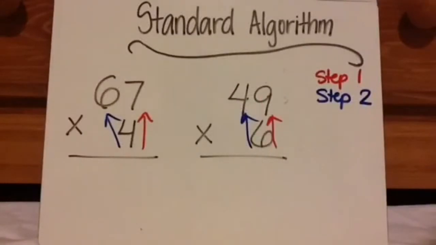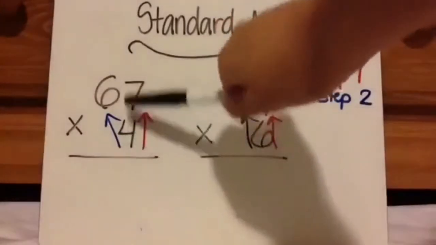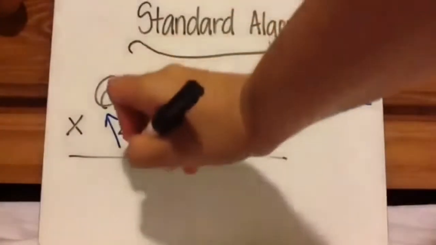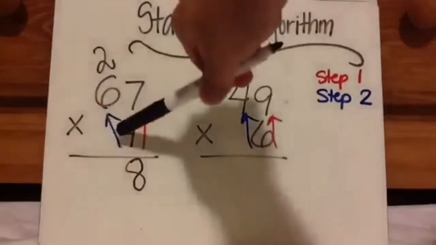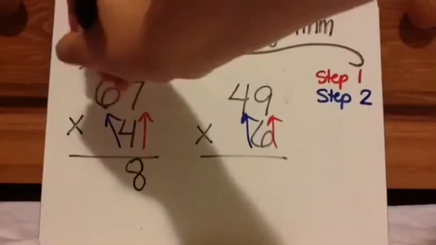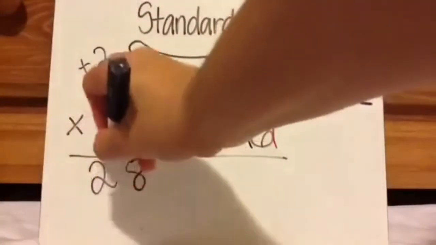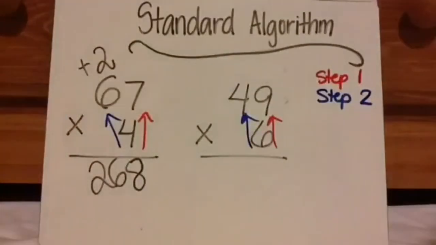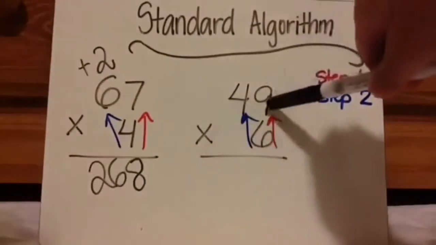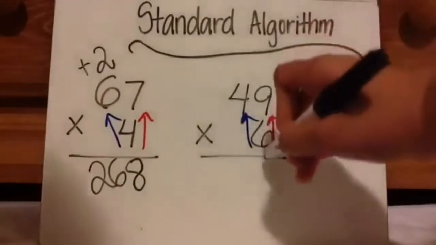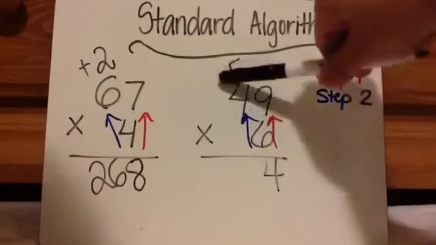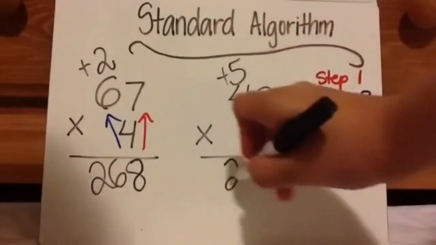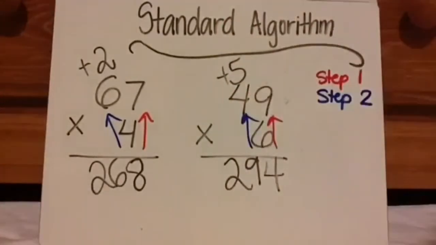So let's look at some more examples. 67 times 4. Step 1 is in red, the ones place times the ones place. 4 times 7 is 28. Put the 8 here, carry the 2. Step 2 is 4 times 6 is 24 plus the 2, which is 26. So 268 is your answer. 9 times 6 is 54. Carry the 5. 6 times 4 is 24 plus the 5 is 29. So 294 is my answer.